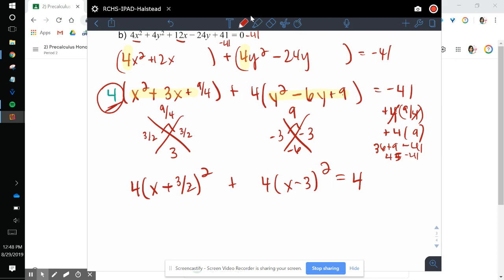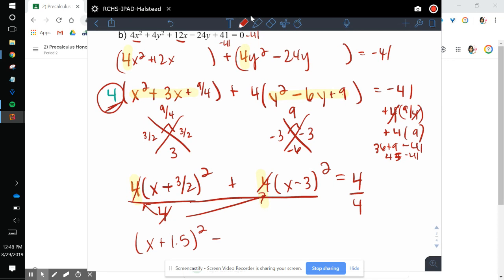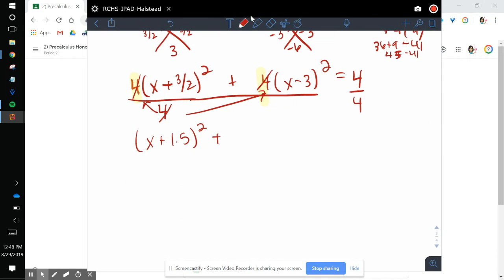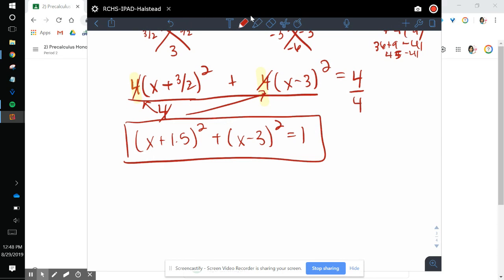Okay, the last thing to do is I don't like these coefficients out here, so I'm going to go ahead and divide this whole side by 4, which means I also need to divide the other side by 4. I need to make sure I divide the 4 into both of these, so I get x plus 1.5, or 3 halves, squared, plus y minus 3 squared is equal to 1. And that is the trickiest one we've done. And that's it.